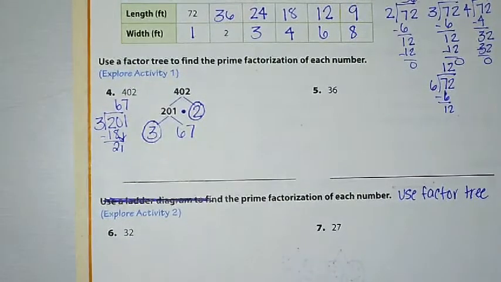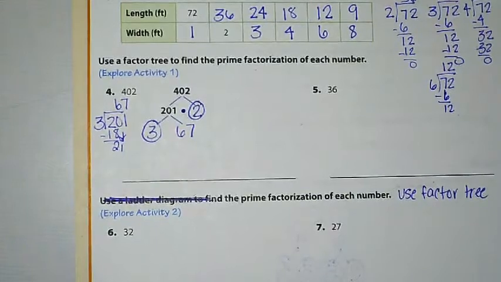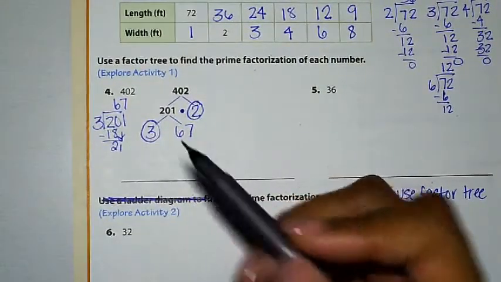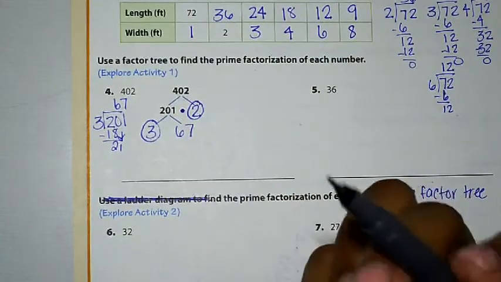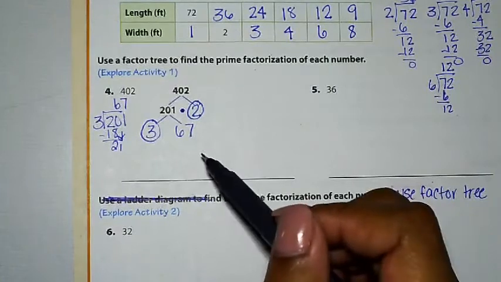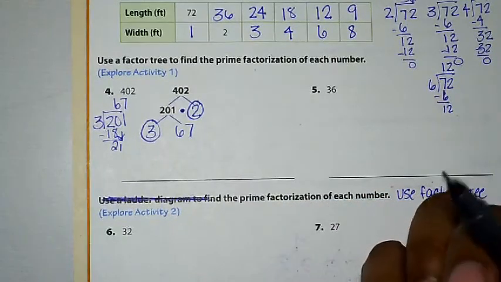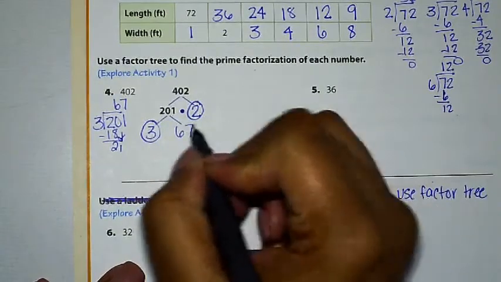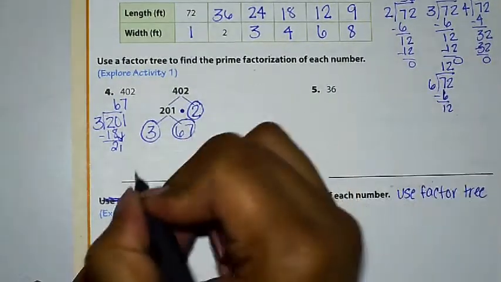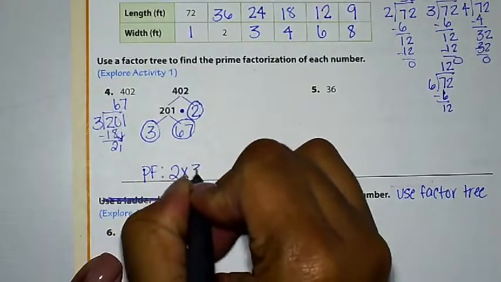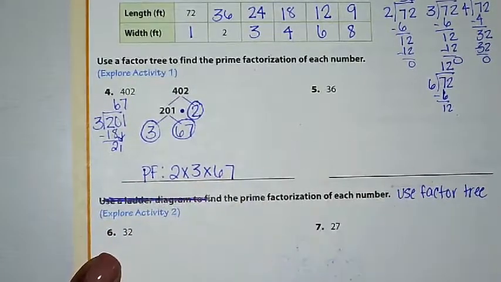67, we have to think, are there any two numbers that I can multiply together to get to 67? And 67, that falls in the realm of our multiplication facts. I can get close to 67, but basically 67 is prime. So I'm going to circle that. So my prime factorization is 2 times 3 times 67.